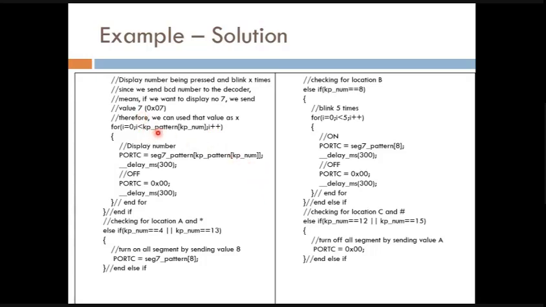I is less than KP num. So if the I value is less than the number returned by KP num, you start displaying the segment pattern according to the index number coming from KP num, and then you move it to port C. Wait for 300 milliseconds, and then you turn off. This is for blinking. Off, wait another 300 milliseconds, and then you repeat by increasing the value, provided that the condition here is true.